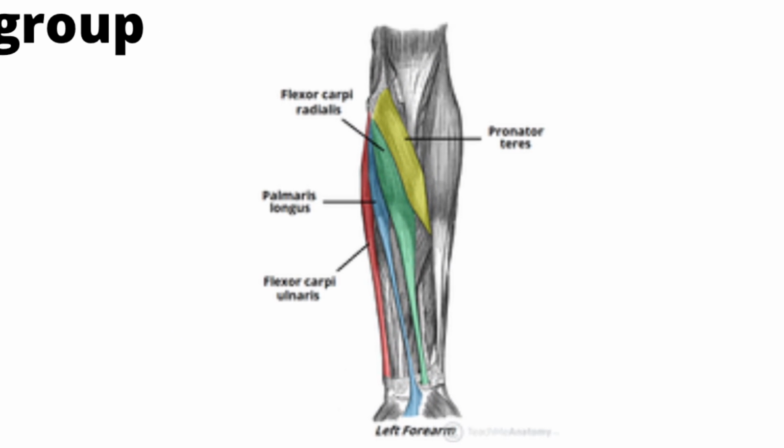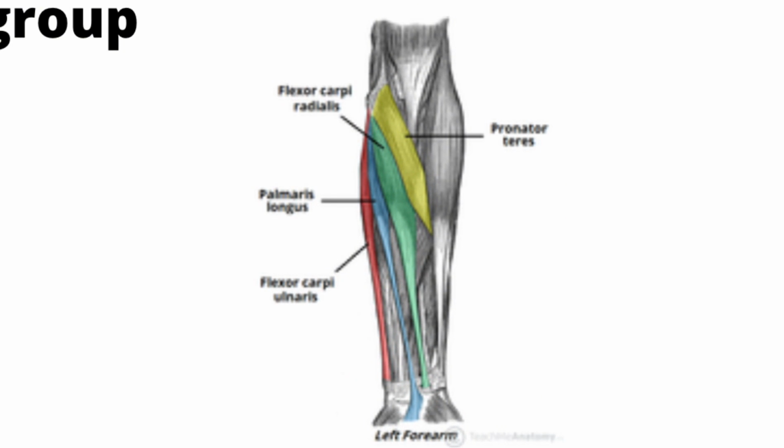Flexor group of the forearm. The flexor muscles of the forearm are located in the anterior compartment and are primarily responsible for flexion of the wrist and fingers, as well as pronation of the forearm. They are divided into three layers: superficial layer, intermediate layer, and deep layer. All are supplied mainly by the median nerve, except for the flexor carpi ulnaris and the medial half of the flexor digitorum profundus, which are supplied by the ulnar nerve.